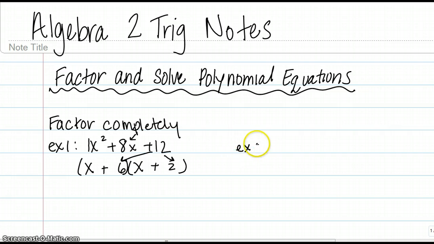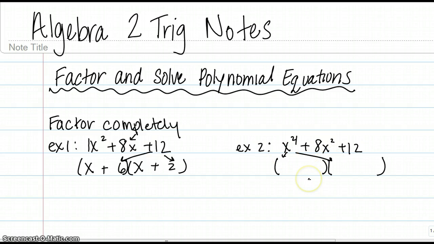So I do want to do some more examples that are a little challenging, but we are going to follow the same idea. So x to the 4th plus 8x squared plus 12. Now if you notice the difference here, I have an x to the 4th instead of an x squared. I still have an 8 and a 12, but I have an 8x squared and just 12. So again, I'm going to make up my two sets of parentheses. And to factor this, we have to remember that our first terms multiply to our first term. So instead of just x and x, I need them to multiply to equal x to the 4th. So the only way to split that evenly is x squared and x squared.